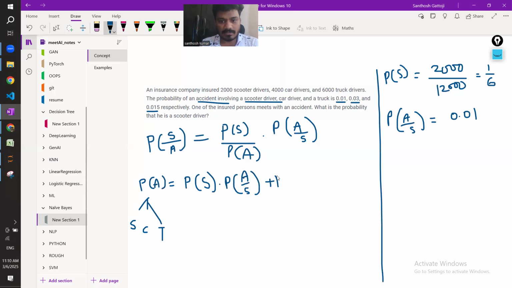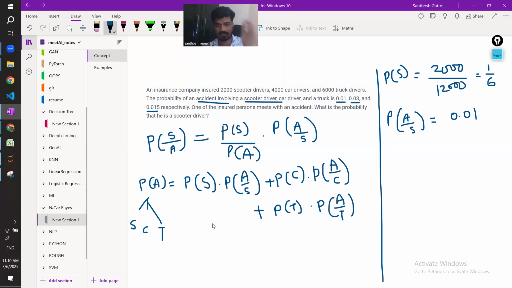Plus, next I'll pick the probability of car. Once it is picked, in that car, what is the probability of accident? Next, the probability of truck. What is the probability of an accident with a truck, the probability that the accident is happening?